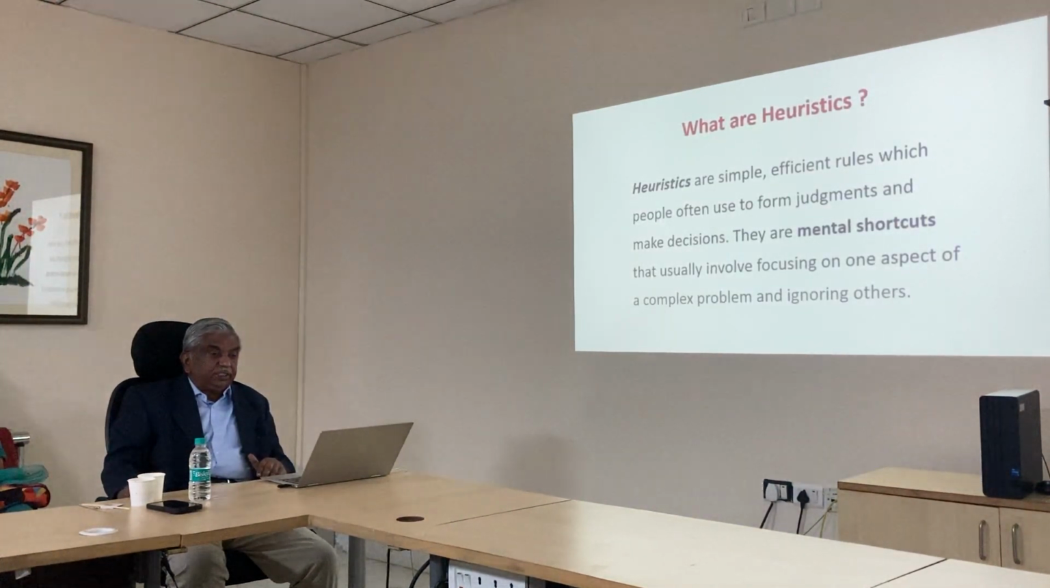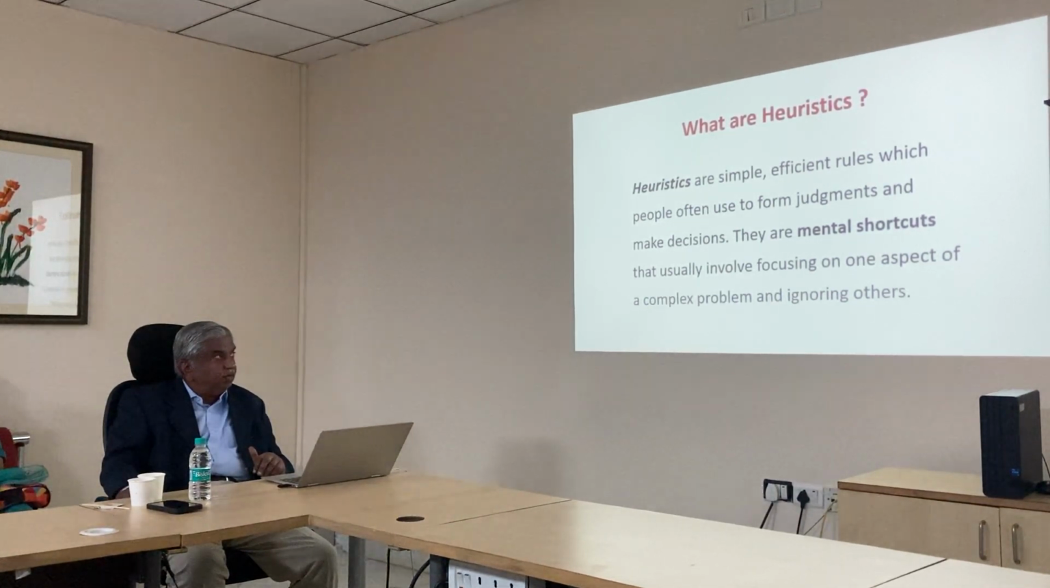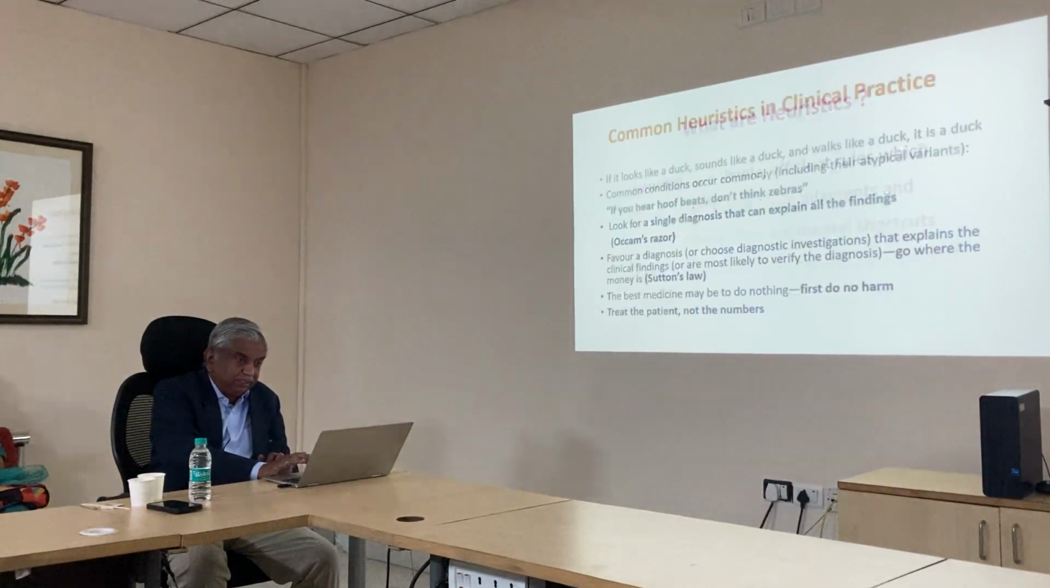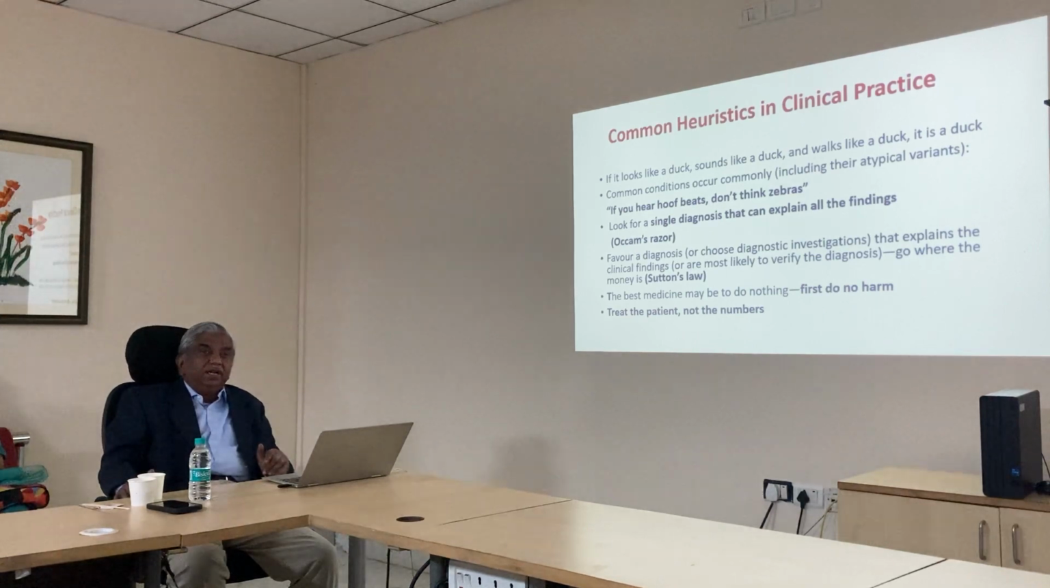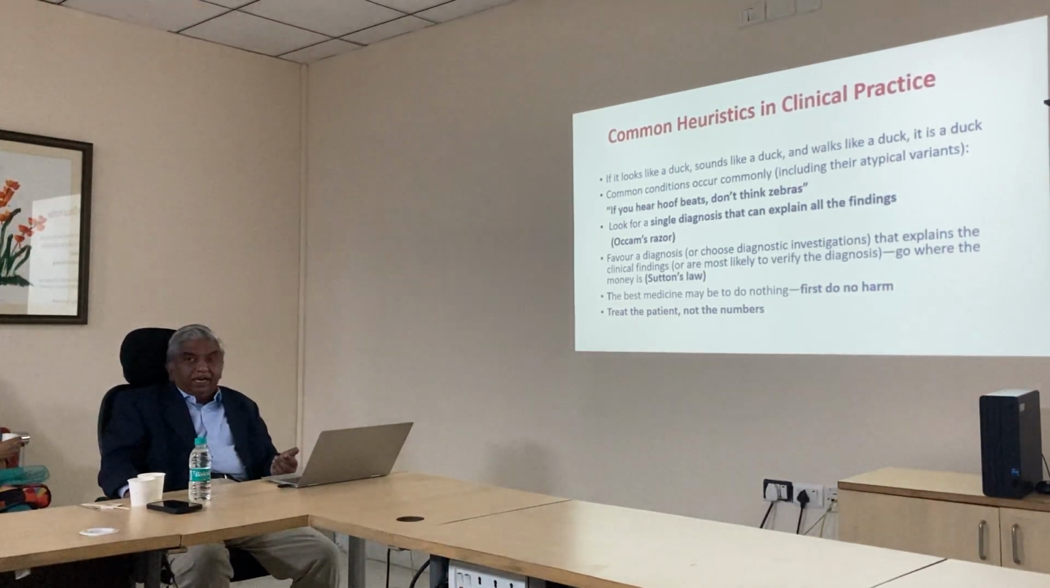Then clinicians use what are called heuristics. Heuristics are simple, efficient rules which people often use to form judgments and make decisions. These are actually called mental shortcuts that usually involve focusing on one aspect of a complex problem and ignoring others. These are usually handed down from the seniors to the juniors. The common heuristics in clinical practice are, if it looks like a duck, sounds like a duck, and walks like a duck, it's a duck.